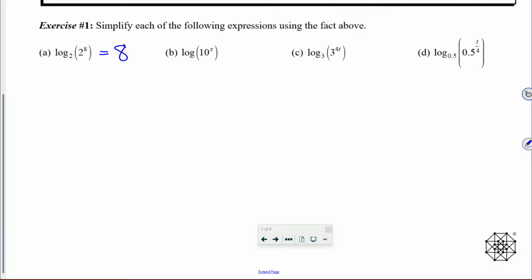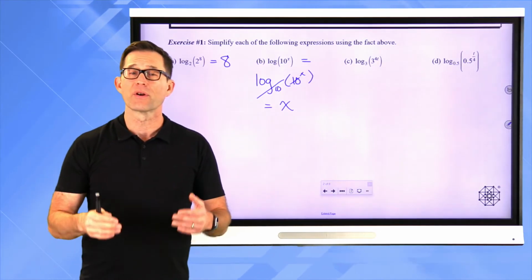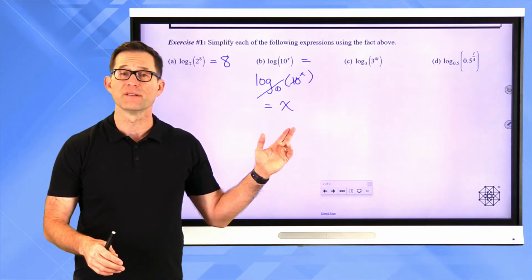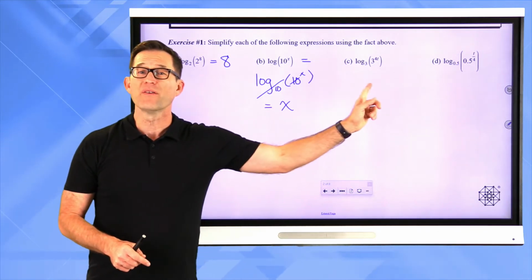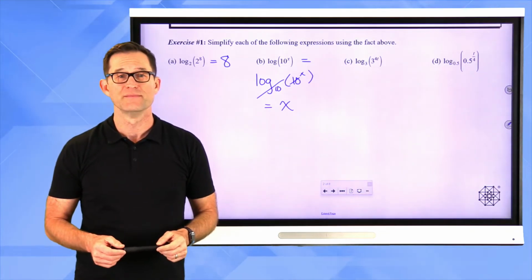Let's take a look at letter B. Here we're dealing with the common log, remember? So in letter B, when I say the log of 10 to the x, that's really the log base 10 of 10 to the x. Let me just rewrite it as log base 10 of 10 to the x. Literally, we can think of those canceling, and we've just got x. What do I have to raise 10 to in order to get 10 to the x? I've got to raise it to the x power. Why don't you go ahead and do C and D? Hopefully they're pretty easy for you. Go ahead and try those.